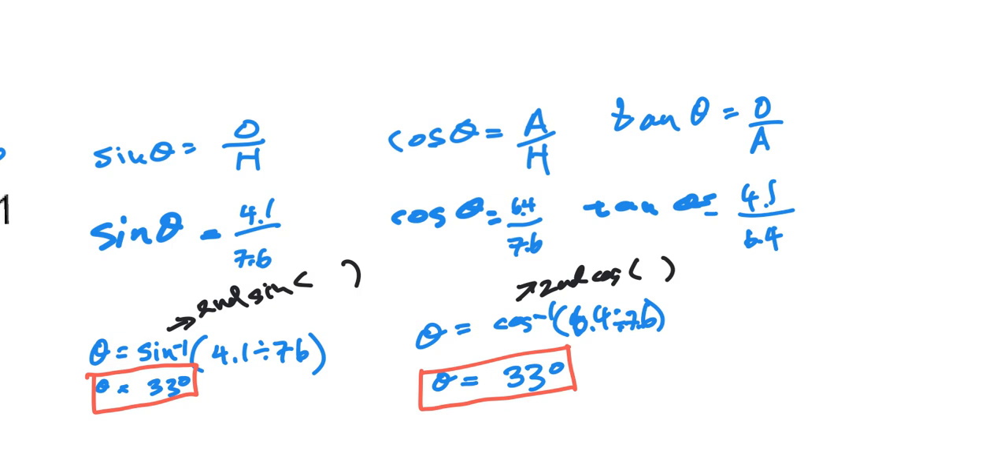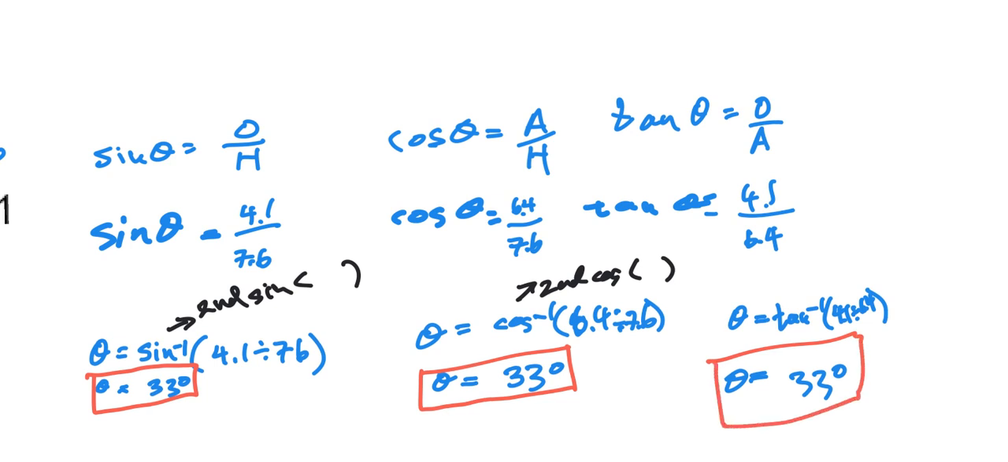And the same thing for tangent. So theta is equal to tan inverse of 4.1 divided by 6.4, which gives us 33 degrees again. And we are done. So that's the end of example 1. Pause the video and copy it down, and then we'll move on to example 2.